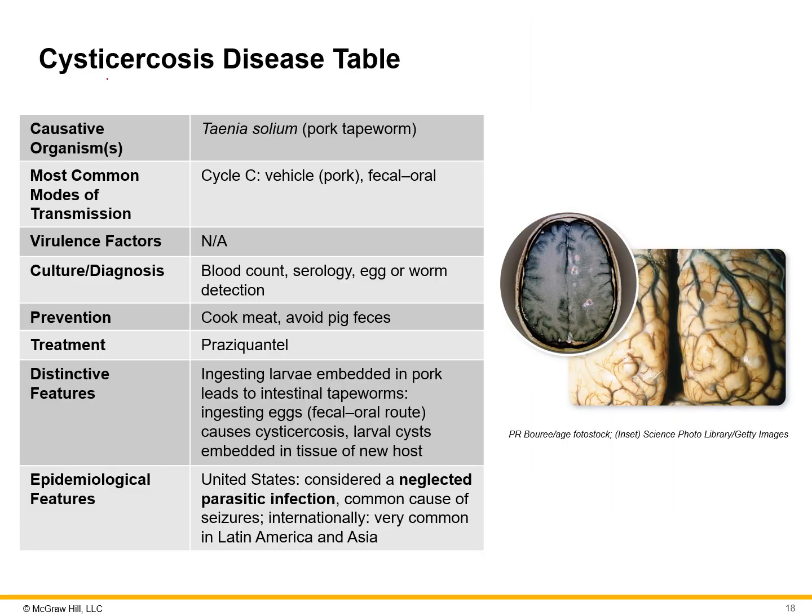So our summary table here, again, this is for the cysticercosis, and this is from the ingestion of the eggs, not from like the infected meat. Again, as we can see here, one of the problems with this is it can actually cause eggs and stuff to develop and get lodged into the brain that can lead to seizures. And this is actually why it's determined to be a neglected parasitic infection. So it's a common cause of seizures internationally. It's very common in Latin America and Asia as well.